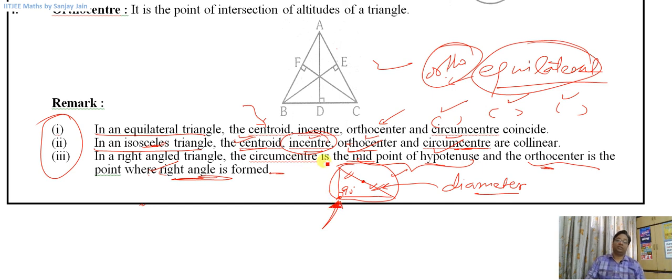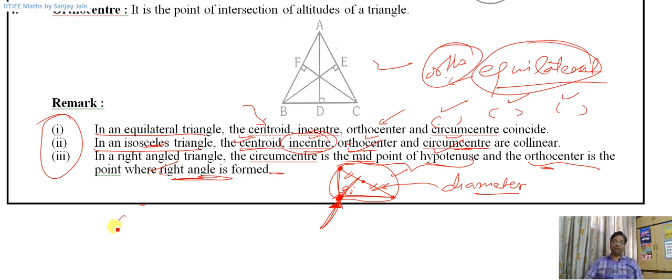What is the orthocenter? It is the point of intersection of the altitudes. So if I drop a perpendicular from here to this side, and from this vertex to this side, and I drop this perpendicular here, what is the point of intersection of these three lines? This is the point of intersection. So in a right triangle, the vertex at which the right angle is formed is the orthocenter.